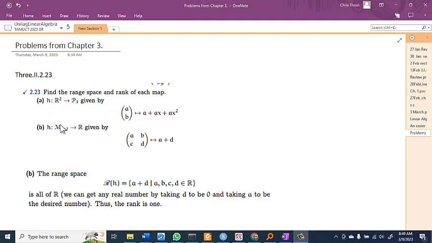This was one of the problems I assigned. This function h from 2 by 2 matrices to the real numbers goes from this 2 by 2 matrix to this result. Now, in the answer key, it says the range space R of h equals this. This is not a good answer. Right? It really is not telling you what the range space is. The answer is that the range space is R.